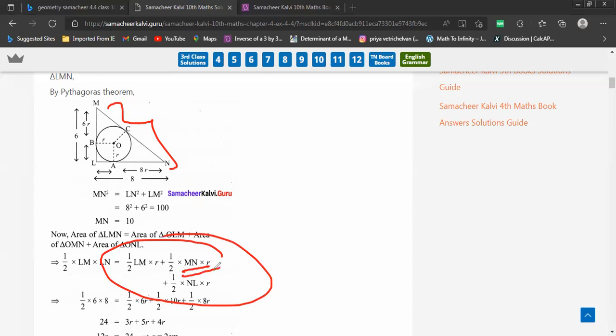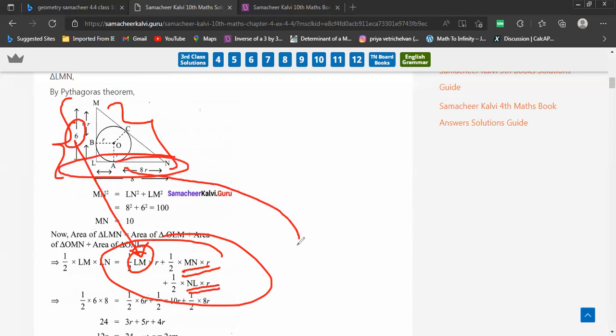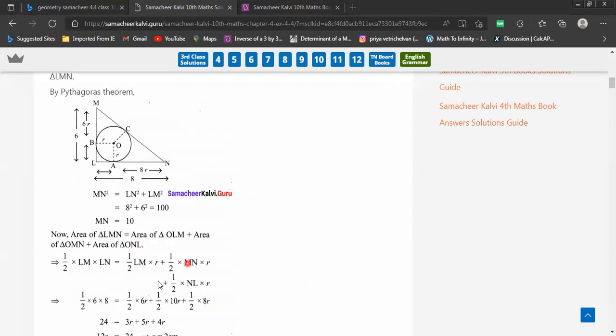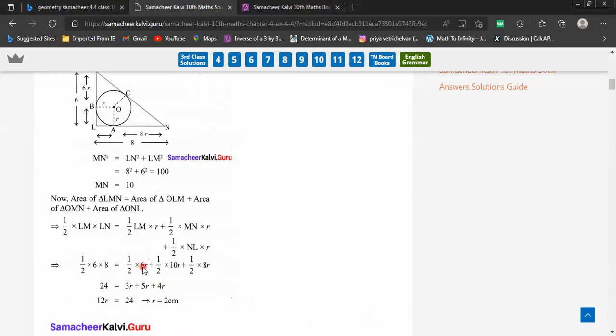You have Mn here. Just substitute Mn as 10. And you have Lm. The value of Lm is nothing but 6. So just replace this as 6. And you have NL. What is NL? NL is Ln, which is 8. So substitute 8 here. So if you solve this, you'll be getting all the answer in terms of R. That's what we are going to find.